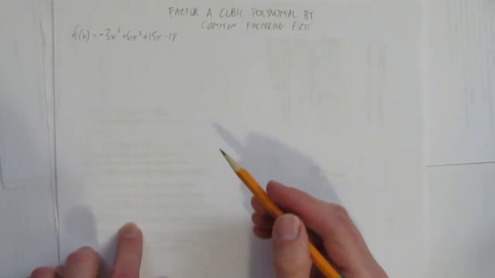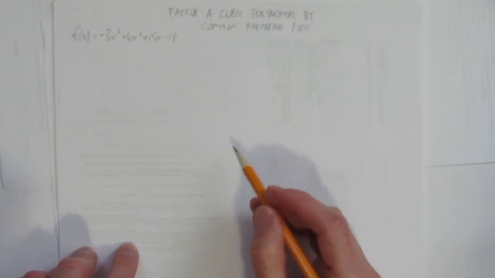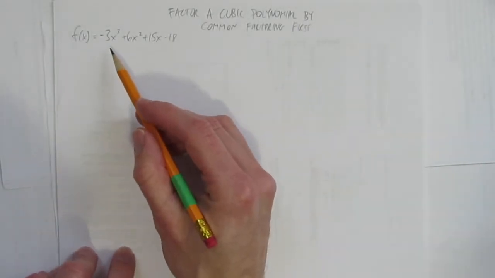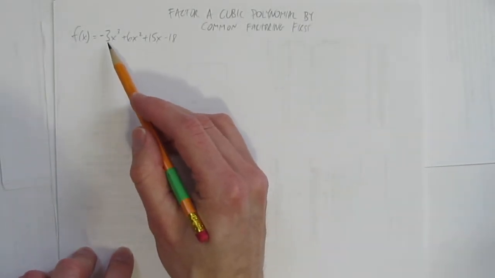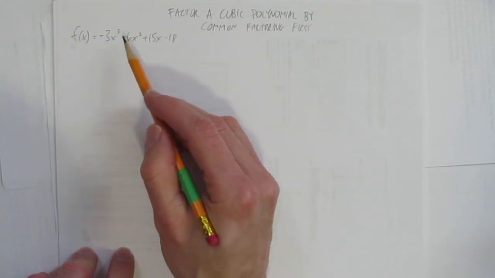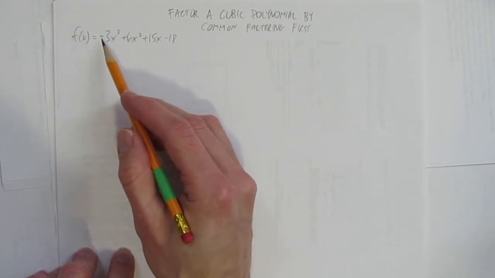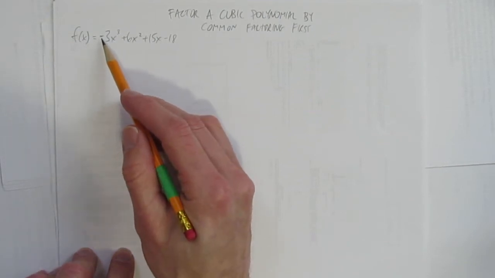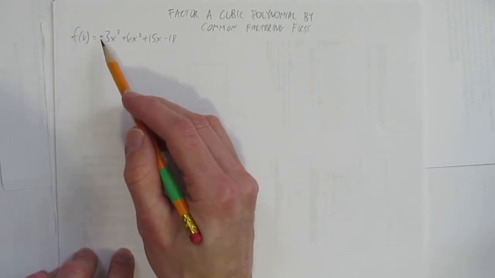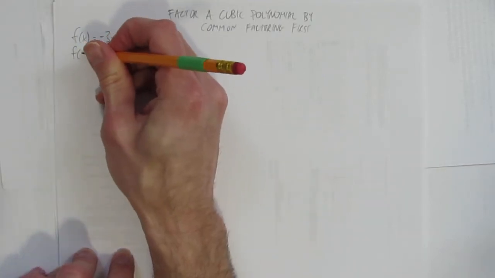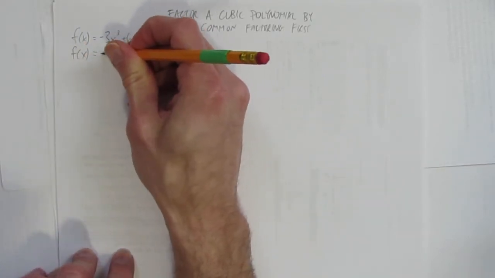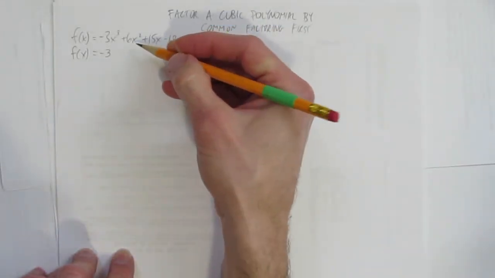In this video, we'll look at how to factor a cubic polynomial by common factoring first. A lot of students forget to common factor first, so let's do that. Notice that this equation has a coefficient that's divisible by 3, and all the terms are divisible by 3. Furthermore, when you see a negative leading the polynomial, factor the negative. So we're going to remove a common factor of -3 from this polynomial.